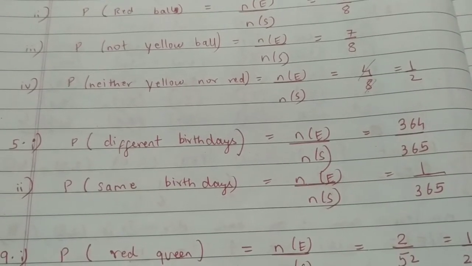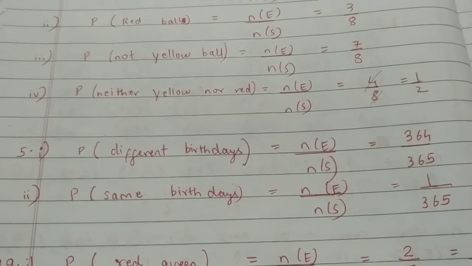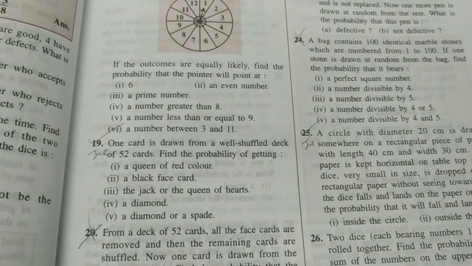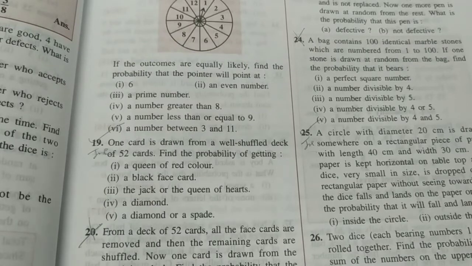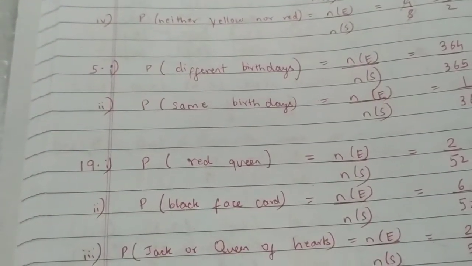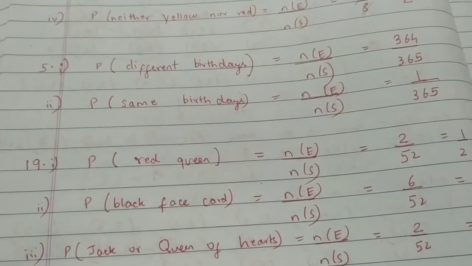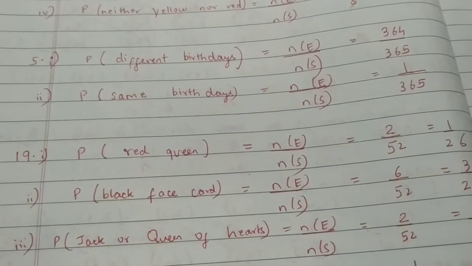Next, let's do sum number 19. It's an IMP sum. 52 cards. What's the probability of getting a queen of red color? A queen of red color where we have 2 red queens, a diamond queen and a heart queen. So that's 2 upon 52, which is 1 upon 26.